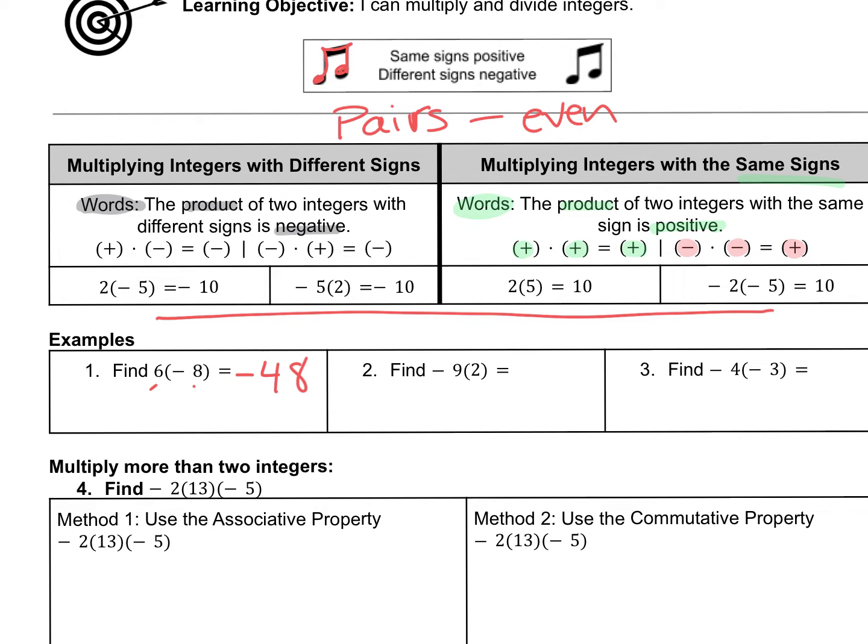Negative 9 times 2. I have two different signs, so that would be a negative. 9 times 2 is 18. And lastly, a negative times a negative, the signs are the same, so it's a positive answer, and 4 times 3 is 12, so just 12.